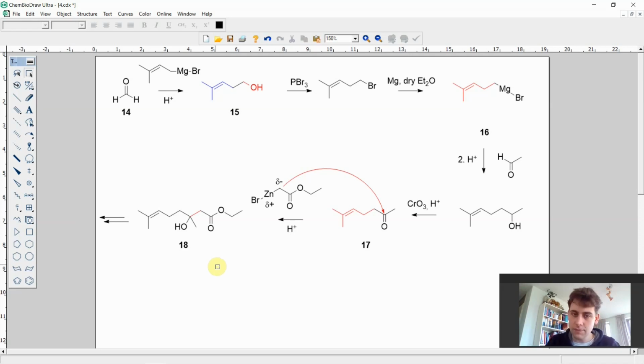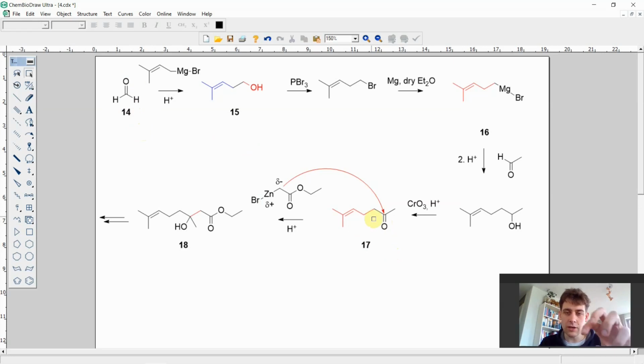And the last question: would you expect 14 or 17 to react more rapidly with the Reformatsky reagent? So we're having our structure 17 here, which we already used, and 14 is, again, to recap, our formaldehyde molecule over here. Now we need to analyze which one of these reacts faster, and what we can immediately see is that 17 is a ketone component, and 14 is an aldehyde component, and it's even a special aldehyde. It's formaldehyde. So the steric hindrance at molecule 17, at this ketone, is way larger.